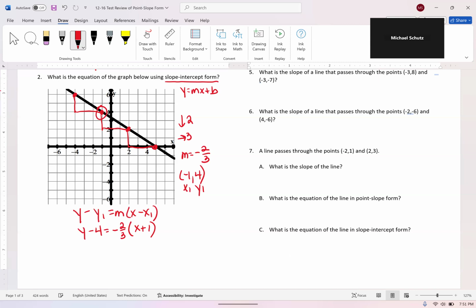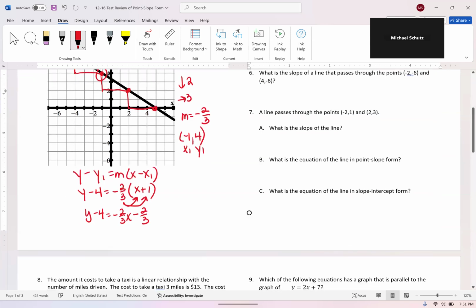So now to turn this into slope-intercept form, we distribute. So I'm bringing down the y minus 4. -2/3 times x, and then -2/3 times 1 is just -2/3. So now we need to add 4 to both sides. All right, so we get -2/3 x. We're bringing that down.